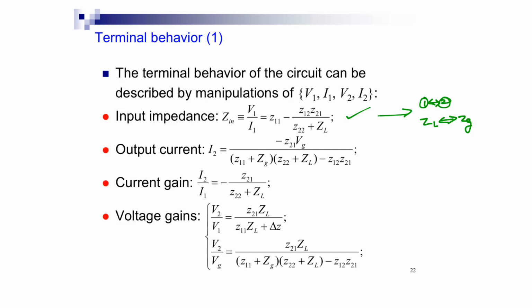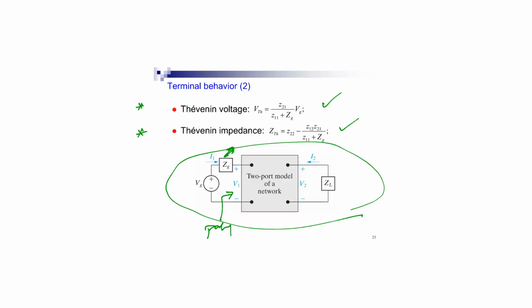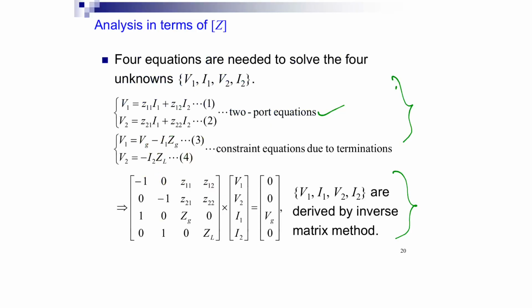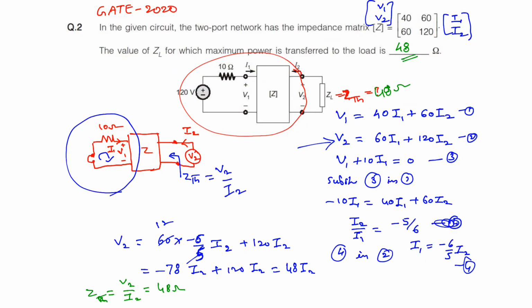This is the output current I2, and the current gain, the voltage gain with respect to V1, and the voltage gain with respect to VG. So these are the other important equations of the terminated impedance matrix. According to our question, if you are able to substitute, the right answer is 48 ohms.